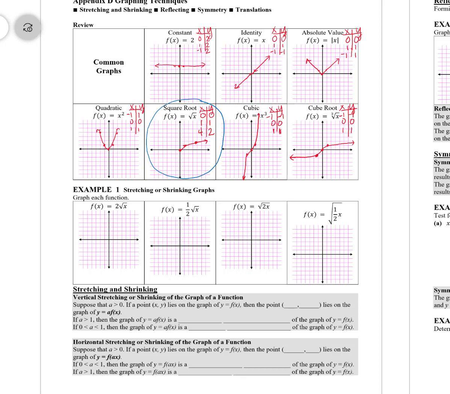So for the first one, do you see how there's a 2 in front of the square root of x? So what that does is that just takes your x's, when you plug your x's in, you get your y's, but then you're going to multiply your y's by 2.